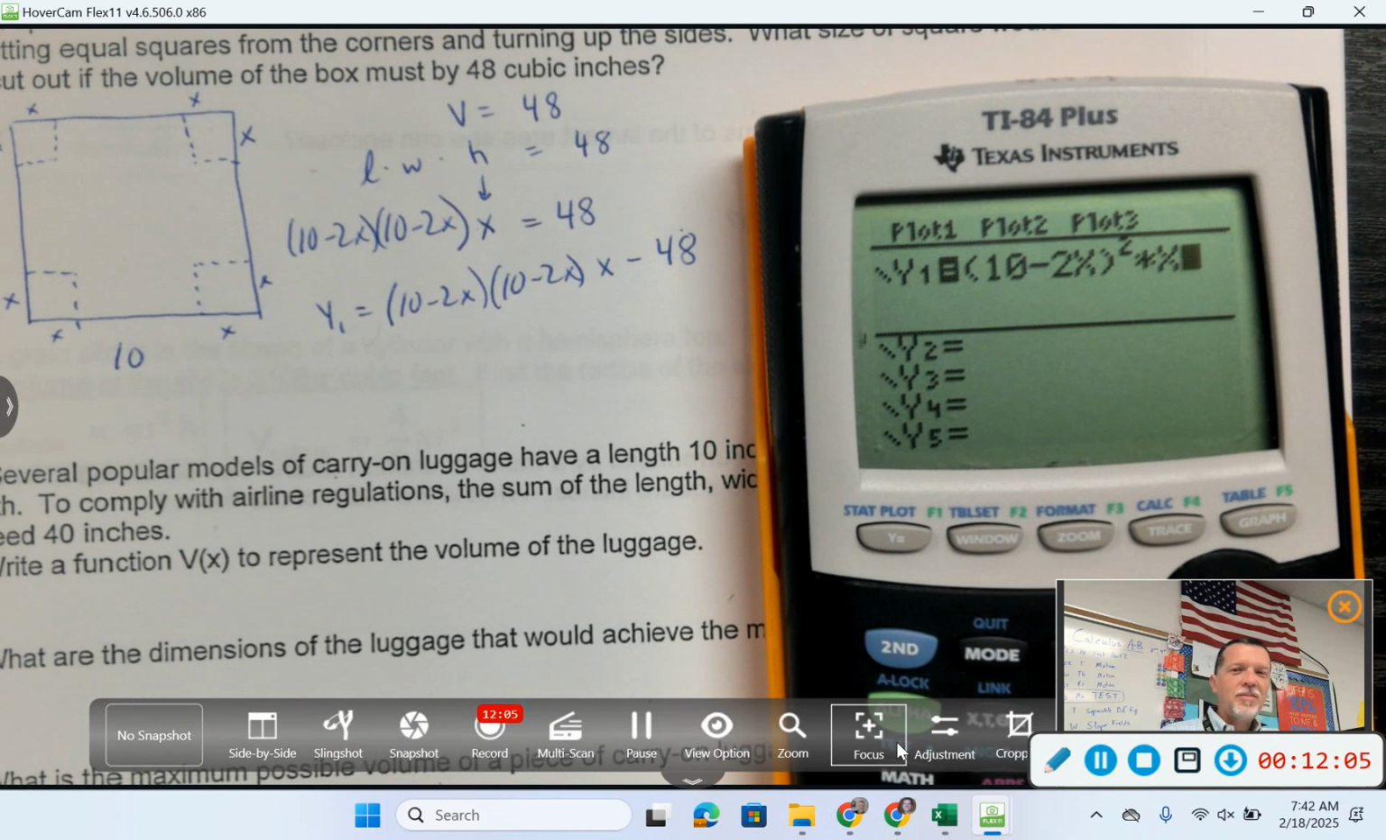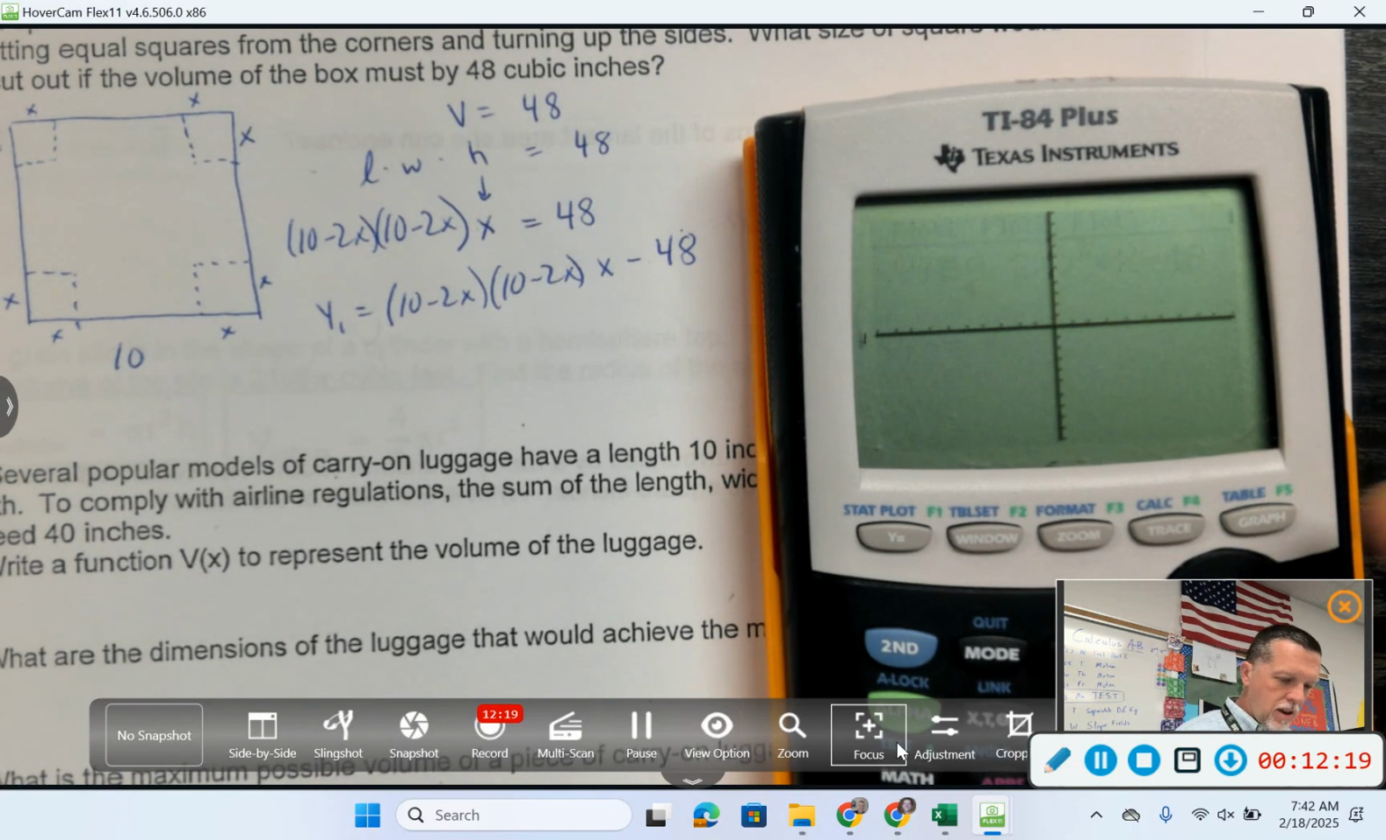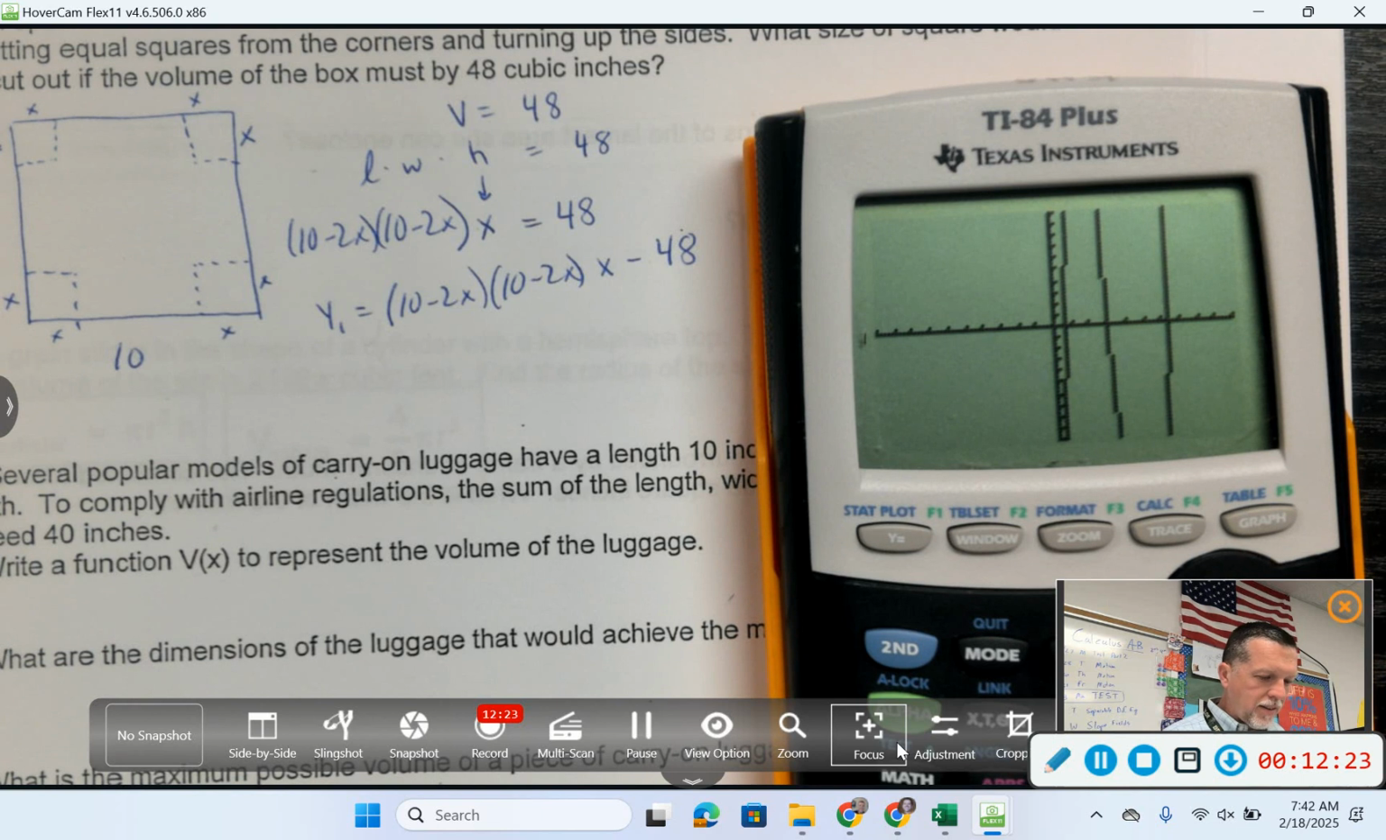Just you. That makes an error? Oh, my calculator. I don't think so. I'd go back and look and see if you typed something in wrong. So 10 minus 2x squared times x minus 48. I want to know where that equals 0. There's 3. Oh, there's 3 spots.